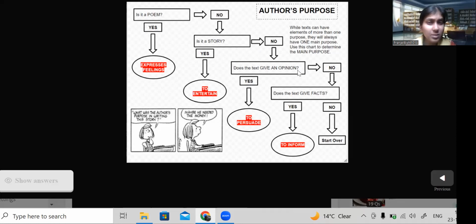And then if it's not giving us any opinion, is it giving us some facts? Is it giving us some information? If it's yes, then it is informing us. And if it's no, we have to start over by looking at what it is exactly telling us.